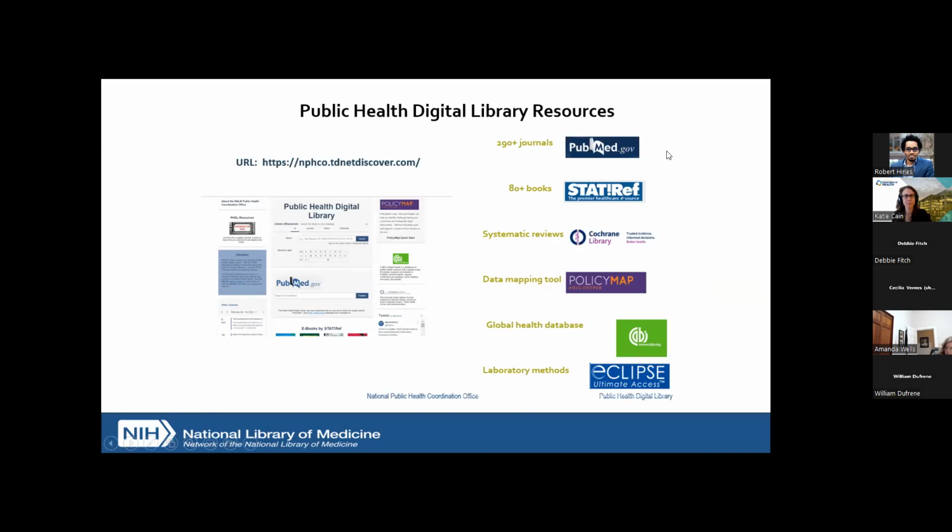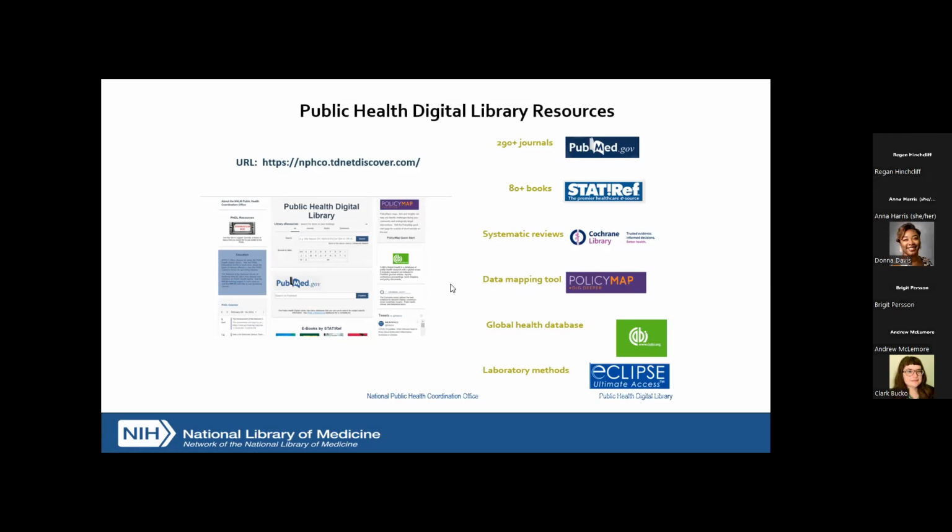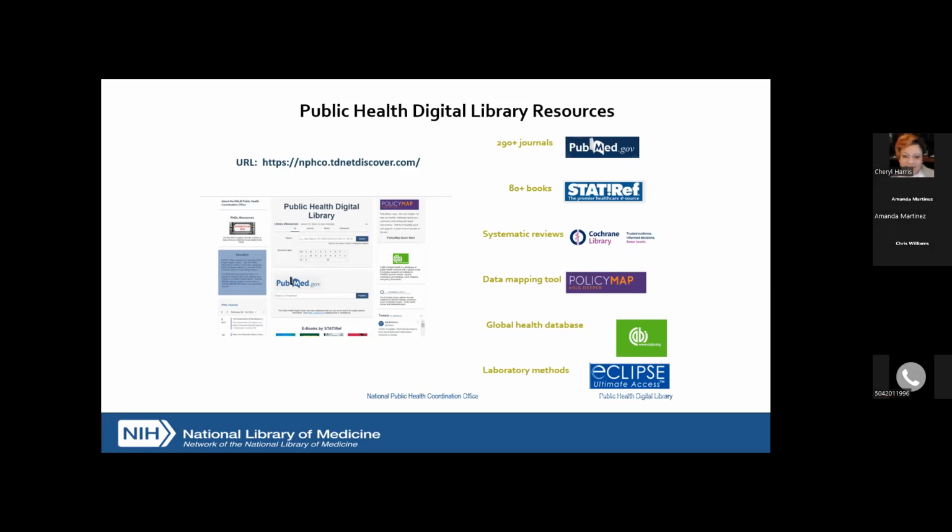Well, it says 290 journals. It's more like 300 plus, give or take 30 or 40. Ebooks. I'm not sure if you're familiar with using ebooks, but they are accessible from what we call the StatRef collection. Systematic reviews are available through the Cochrane Database of Systematic Reviews. We also recently added, about a year ago, the data mapping and GIS tool called PolicyMap. It enables you to create maps based on data. So you have this combination of doing informatics kind of work, but not having to code it or anything like that. And I'll be showing you briefly what that looks like.